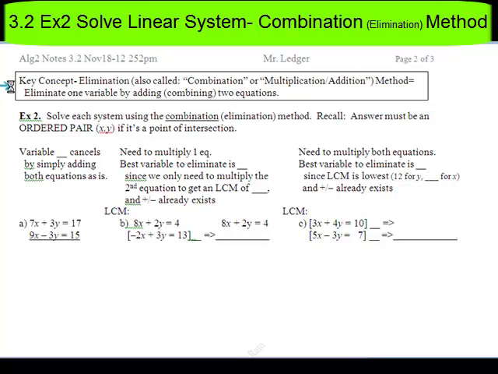All right, second method, combination, otherwise known as the elimination technique or the multiplication addition technique. When you buy a combo, you're adding things to your main meal. You're getting a soda and fries with the hamburger. So that's what we're going to do. We're going to add equations together. We're going to combine them. This is what it's based on.